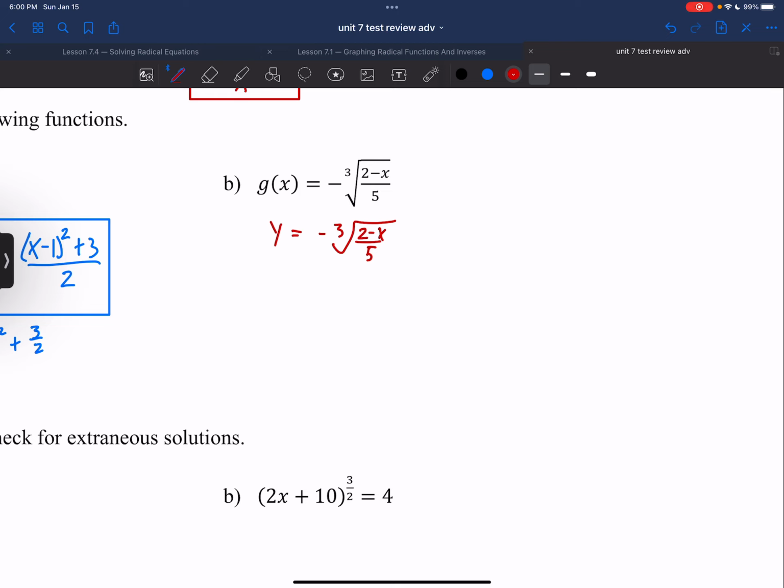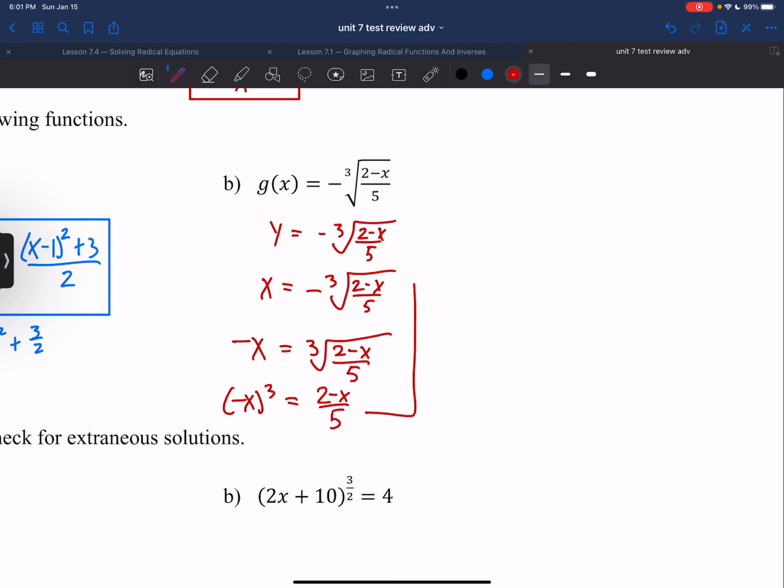All right, step 1, write g of x as y. And then let's swap x and y. Negative cube root of 2 minus x over 5. First, deal with that negative. Multiply both sides by negative 1, so that negative x equals the cube root of 2 minus x over 5. Now we'll cube both sides. So this will be negative x cubed equals 2 minus x over 5.